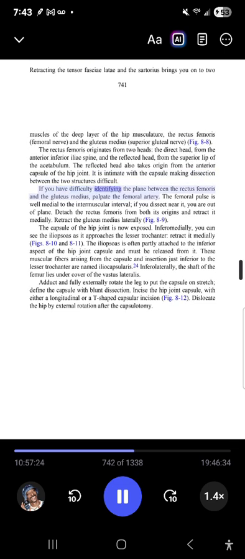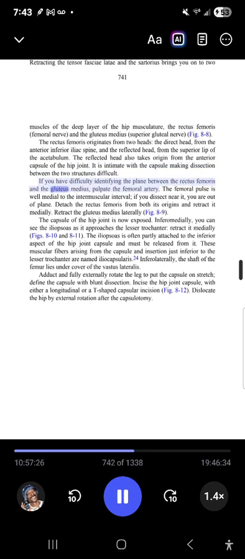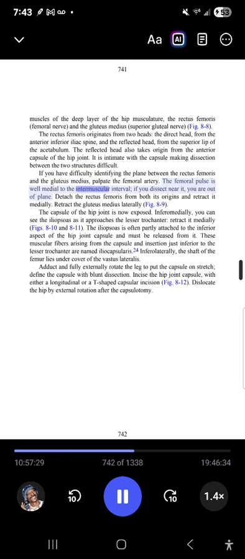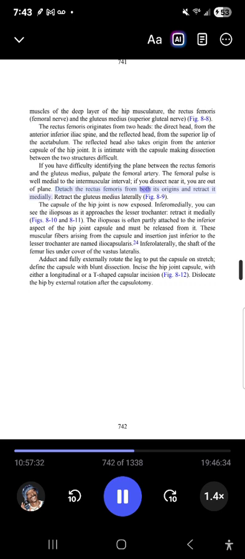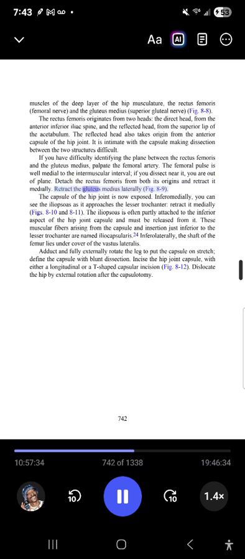If you have difficulty identifying the plane between the rectus femoris and the gluteus medius, palpate the femoral artery. The femoral pulse is well medial to the intermuscular interval. If you dissect near it, you are out of plane. Detach the rectus femoris from both its origins and retract it medially. Retract the gluteus medius laterally.